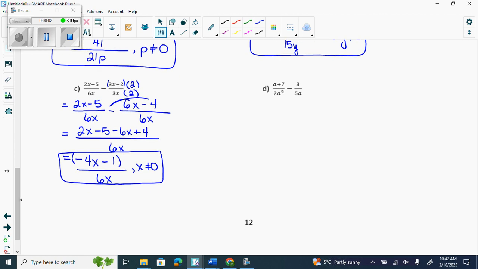D has what type of denominators? Monomial or binomial?